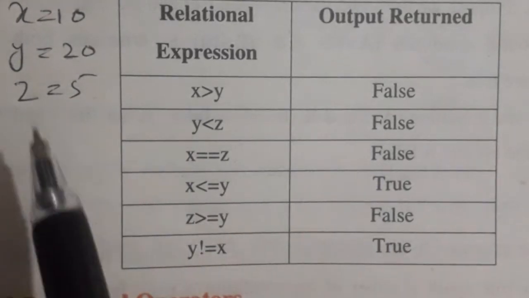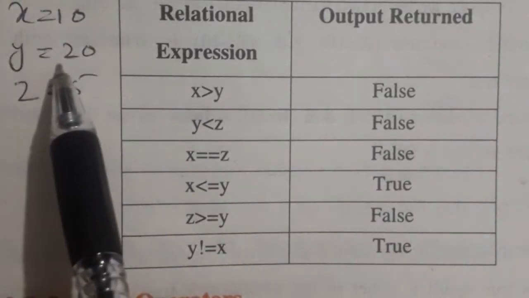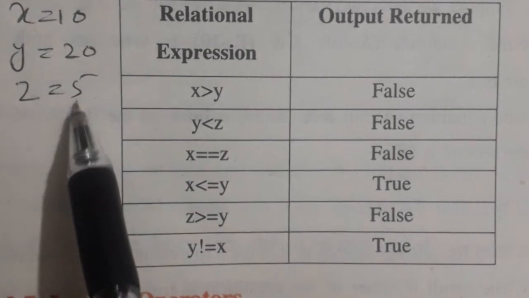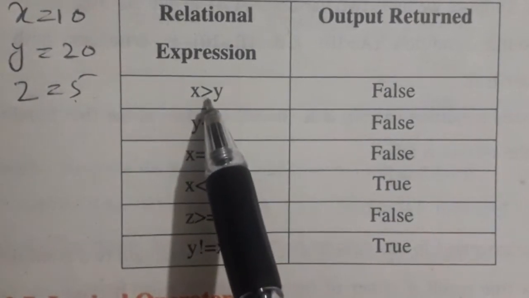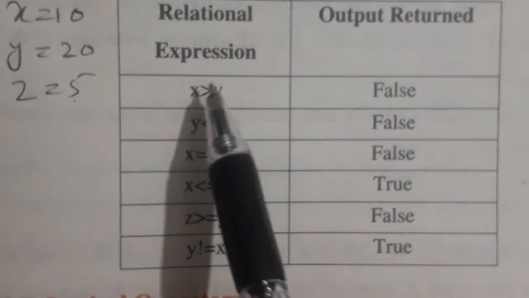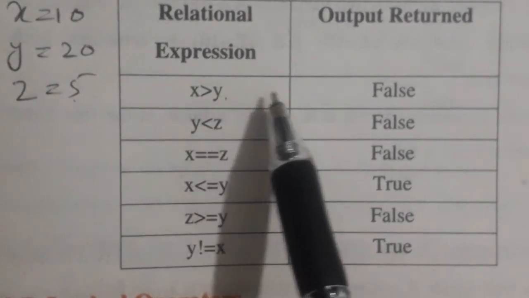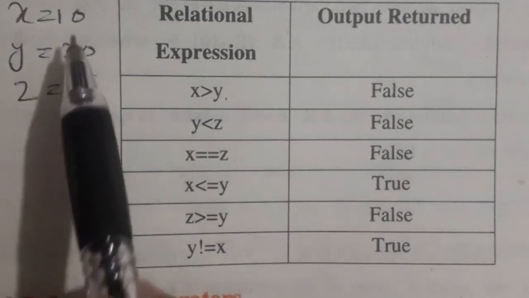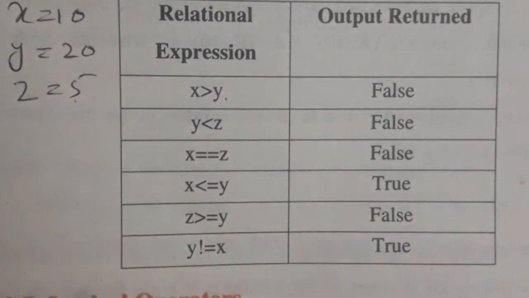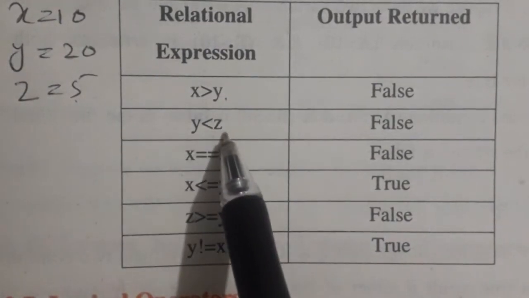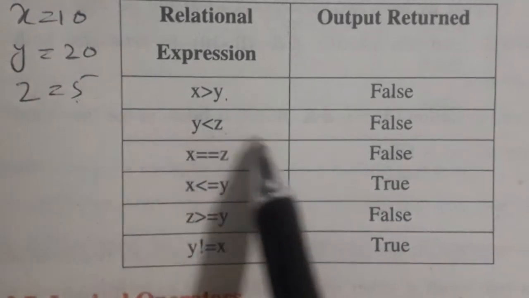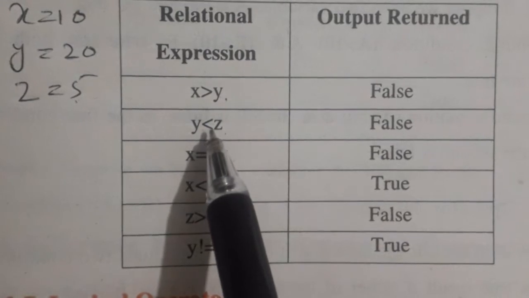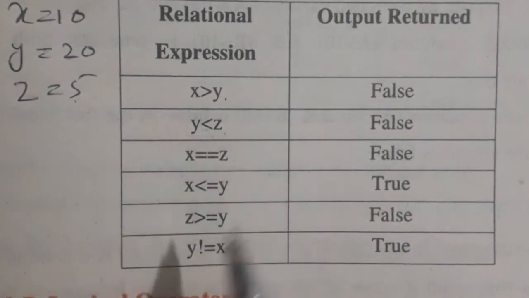Consider these values: x is equal to 10, y is equal to 20, z is equal to 5. X is greater than y. Greater than is a relational operator and this is a relational expression. It will return false because x is 10 and y is 20. Y is less than z. Y is 20 and z is 5. It will also return false. This is the less than relational operator.